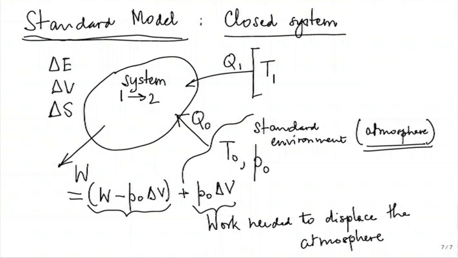What remains, W minus P naught delta V, is given the symbol WU and is called useful work, because this is the work you can use for doing something and making perhaps money out of it. Because the moment you say, from the system point of view, W is the work interaction, the atmosphere will impose a tax, which is P naught delta V. So only the remaining part is the so-called useful work. Don't really ask me why it is called useful, but that seems to be the very common nomenclature used.